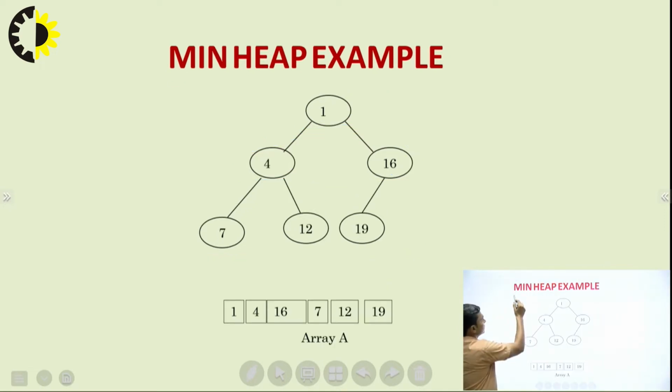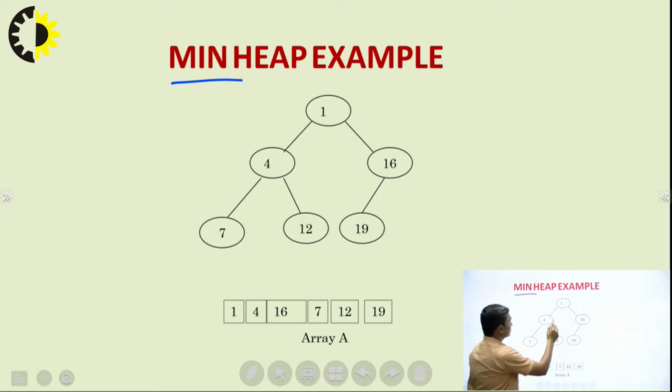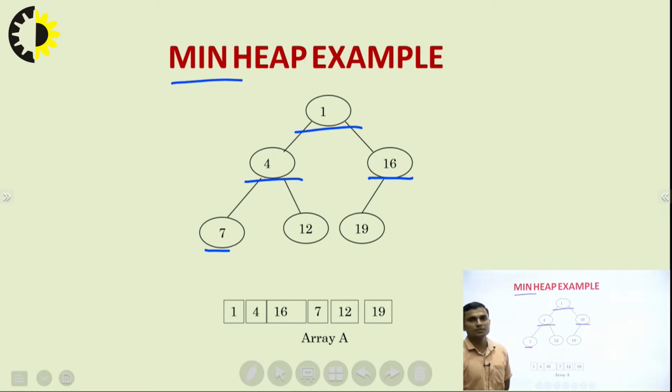At that point, it is also true and it is also maintaining the max heap property. And just take a look at the min heap here. In this tree, at each node, it is following the min heap order or min heap property. So, 1 has a value smaller than the values of its children. Similarly, we can say for this 4, and similarly for this 16. So, this is your min heap example.